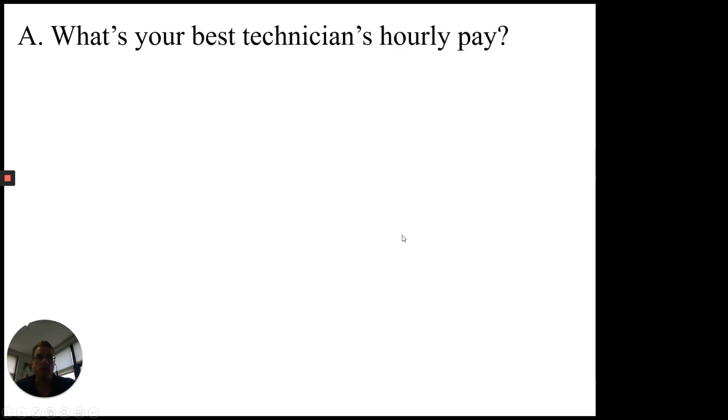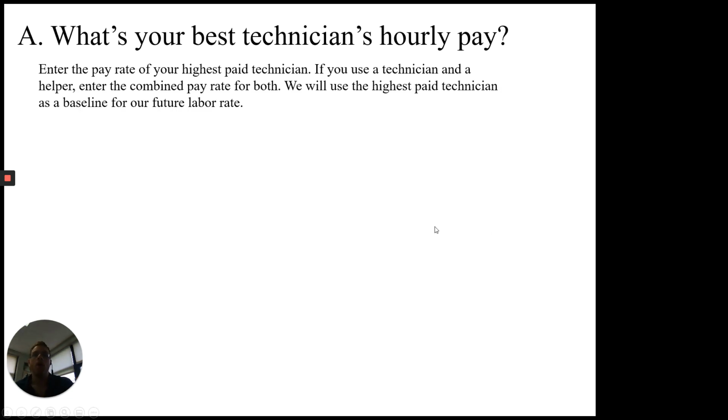So let's start. First, what is your best technician's hourly pay? Now, if you're a company that has two guys on a truck, a tech and a helper, and you always have a tech and a helper, combine those rates. If you have four guys that are making $25 an hour and that one guy making $30 an hour, I want to use the best technician's hourly pay. So the way to go about this is I labeled everything. It's going to be A through Z. If you look over here, it's going to be A. So now on your piece of paper, I want you to take down, write A, and write the answer. That's going to be the easiest way to do it.